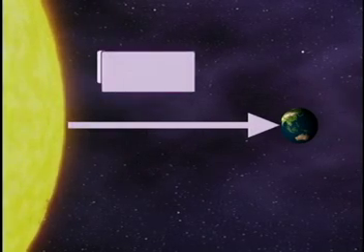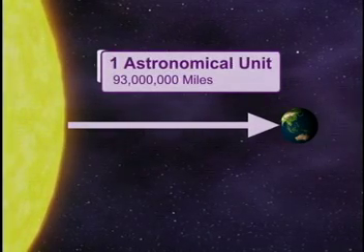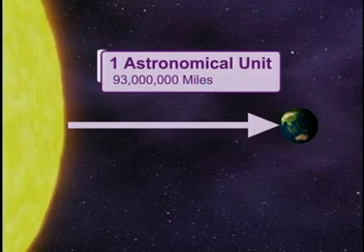It would make sense to use a smaller scale in order to get a better idea of the distances between the planets. To come up with that scale, we have to define a baseline. The baseline that astronomers use is the distance between the Earth and the Sun. This distance is known as the astronomical unit.